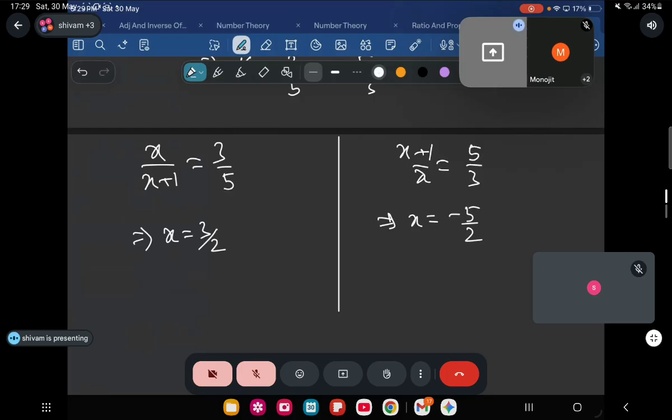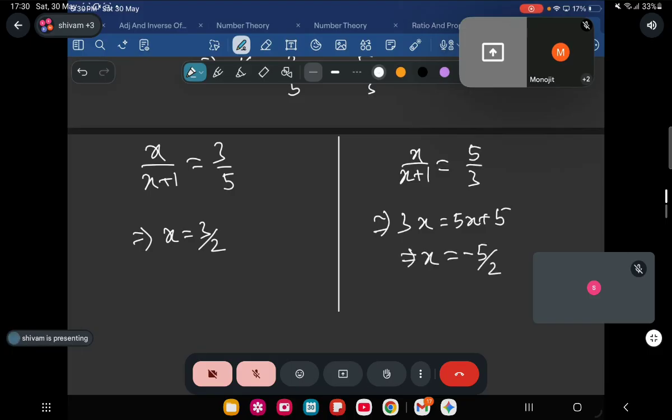Same. I get to eat my watch. Wait. And what is the first one then? Then first one there is a mistake. Both are 3 by 2. Oh, wait a minute. I substituted wrongly. Yes, x by x plus 1. So now, both cannot be 3 by 2. So 3x is equal to 5x plus 5. So from here x is equal to minus 5 by 2.